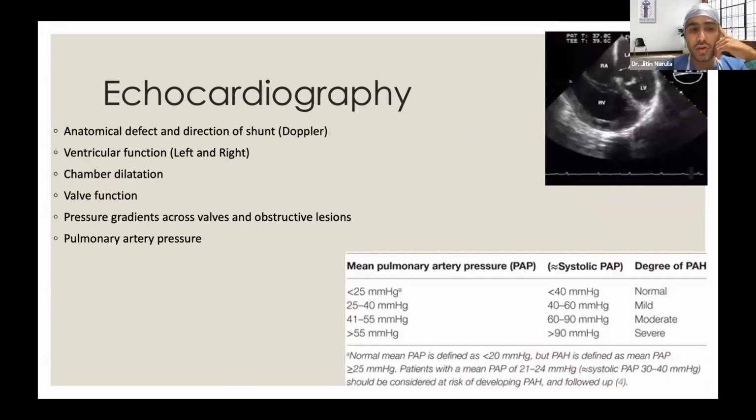Echocardiography is usually present, and it can help us with the exact anatomical defect, the direction of shunt, whether left to right or right to left, what the ventricular function of each ventricle is, left ventricle, right ventricle, what the dilatation status is, what the valve function is, pressure gradients across valves, and very importantly, pulmonary artery pressures. In left to right shunt patients this is very important. A mean PA pressure of more than 25 is considered PAH, with mild, moderate, and severe classification. Mean PA pressure of more than 55 is severe PAH.